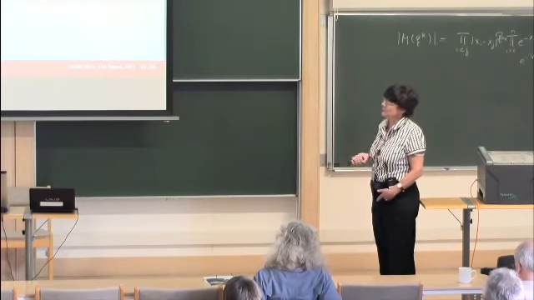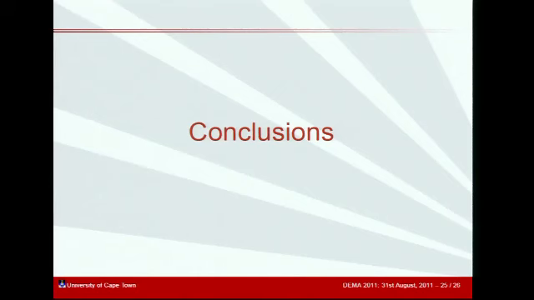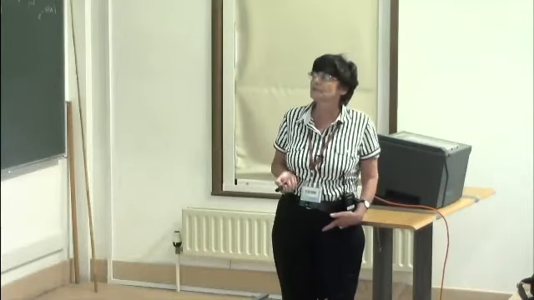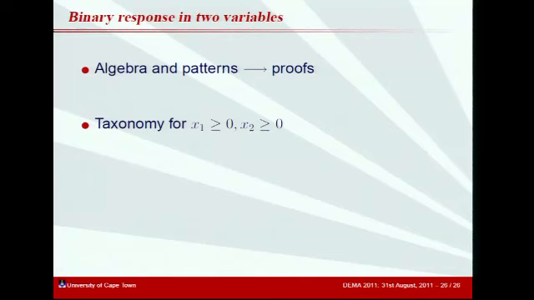So let me just now, I've done this in record time, I see. Anyway, conclusions. Okay, looking at a binary response in 2 variables. We focused more particularly on the algebra and the patterns, and we're fretting a bit about the proofs, but we're confident with the patterns that we've shown here. Taxonomy for x1 and x2 greater than or equal to naught, because that seemed to reap quite nice results. There's lots and lots of questions, and this is where we're ringing all the changes.